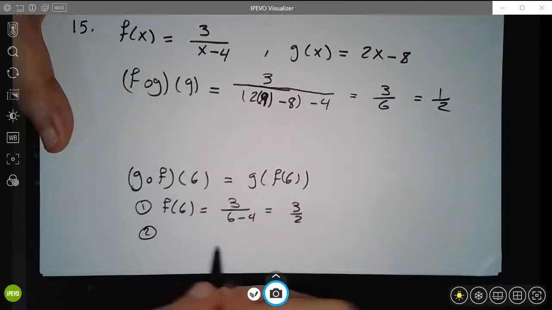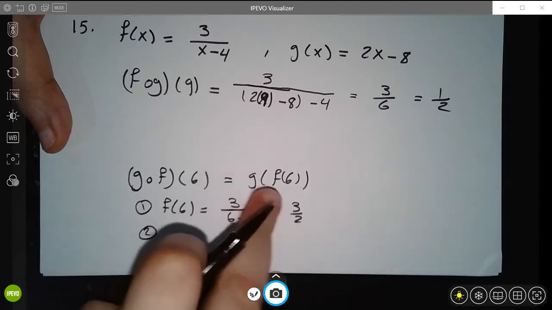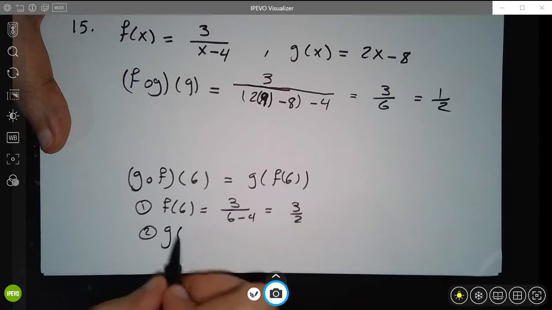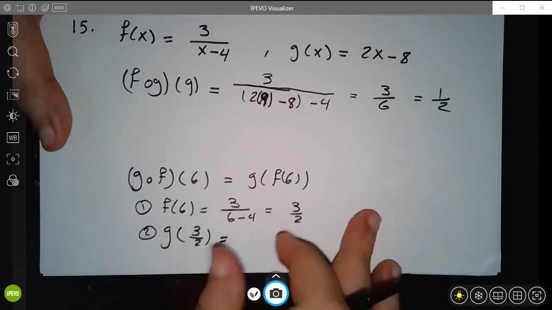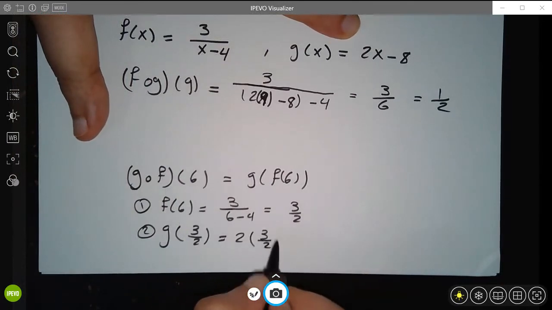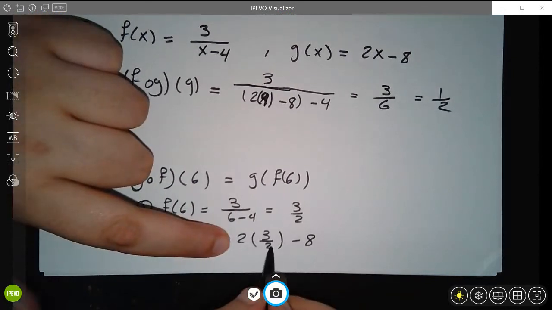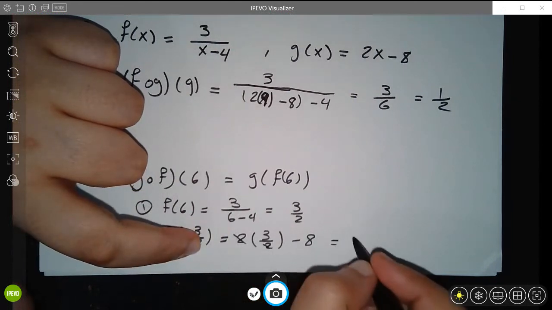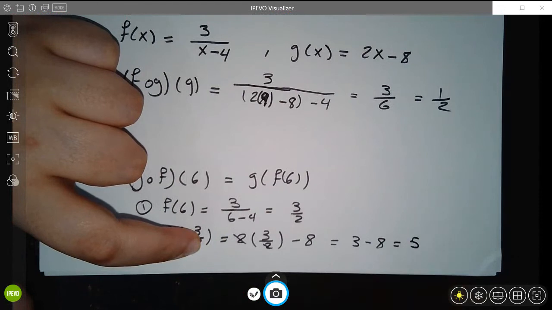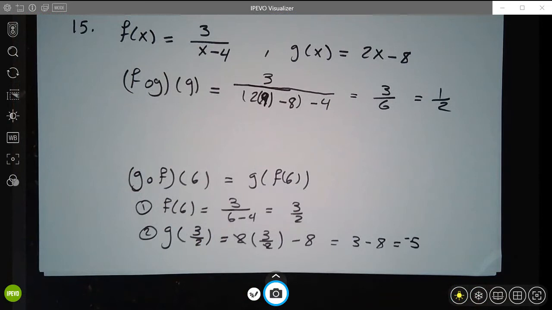Now, number 2, I'm going to find g of the answer of that, because this is what f of 6 was, correct? So it's going to be g of 3 over 2. So I'm going to plug 3 over 2 into this function now. So it's 2 times 3 over 2 minus 8. When you multiply, this 2 and that 2 are going to cancel, and you end up with 3. So it's 3 minus 8, which is -5. Yeah? Any questions?